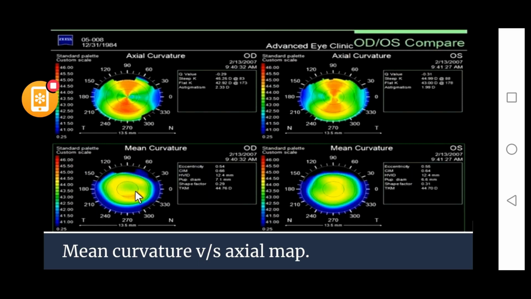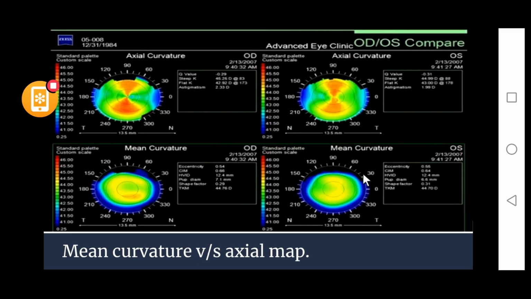Similarly, this is the right eye and this is the left eye of the same patient. Again, over here we can see a vertical dumbbell, which is a symmetrical bow tie pattern. And over here you don't see any such pattern, but what you see is where the area is steep and where the area is flat.